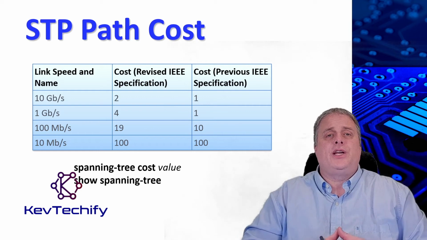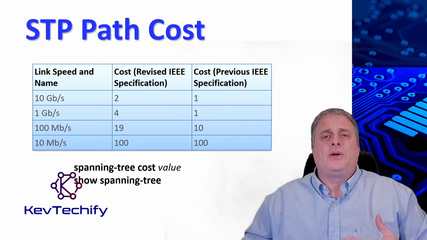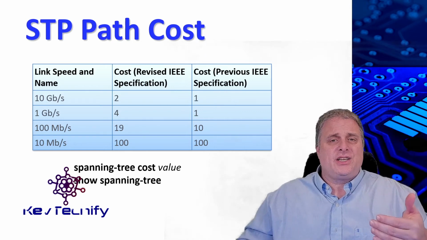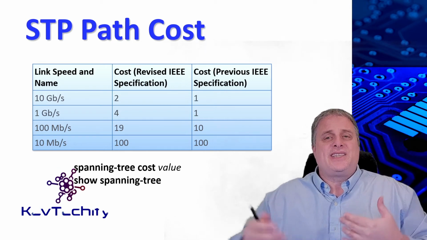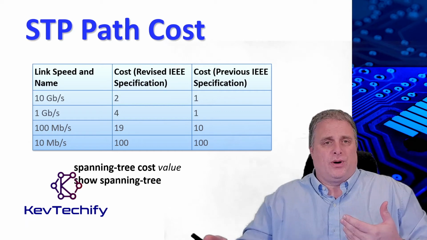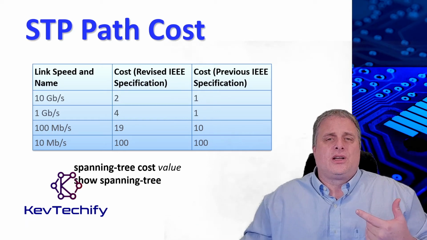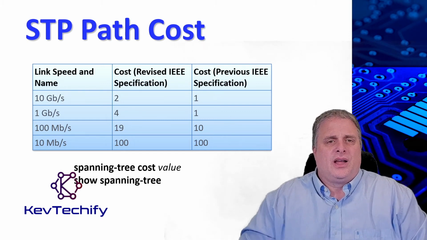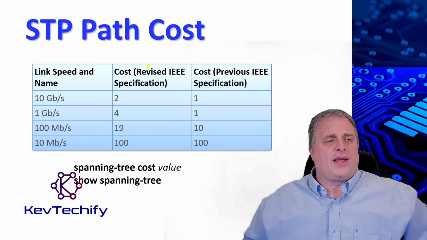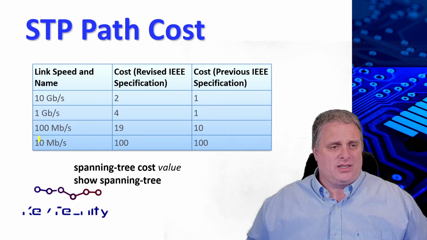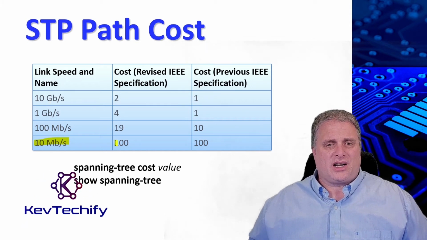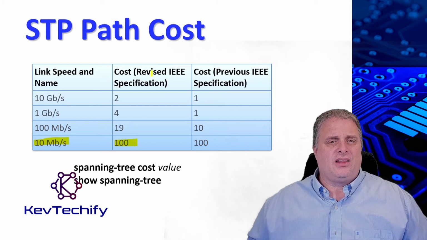The path information is determined by summing up the individual port costs along the path from the destination to the root bridge. Each destination is actually a switch port. The default port costs are listed in this table. We can see that by link speed, on a 10 megabit link, the cost is 100 on the revised.